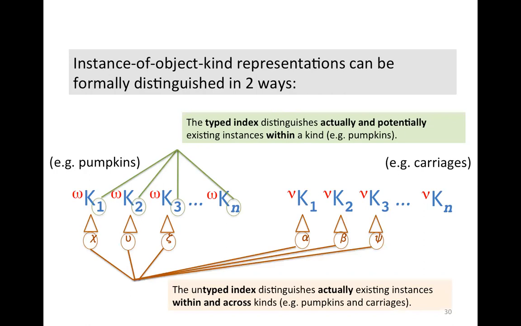You can also distinguish instance of kind representations via the untyped index that actually existing instances have, and this way of distinguishing instances allows you to distinguish between actually existing instances both within and across kinds. So this actually existing pumpkin is distinct from this actually existing pumpkin, and it's also distinct from this actually existing carriage.